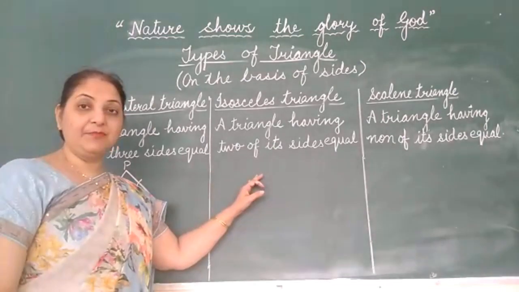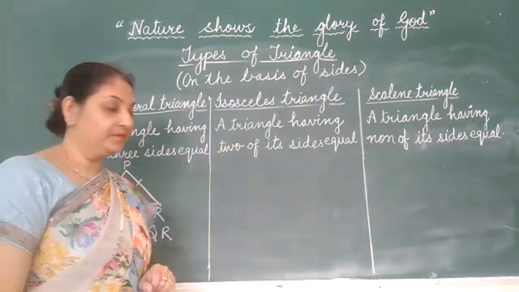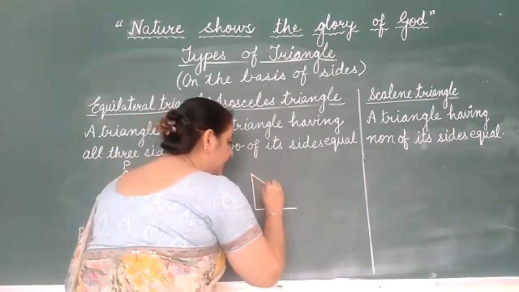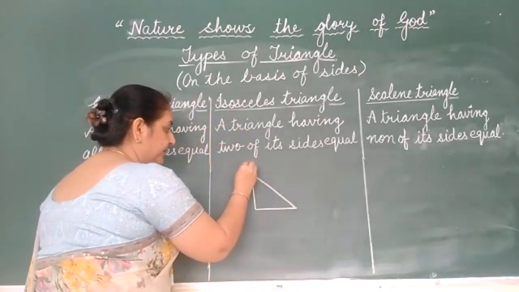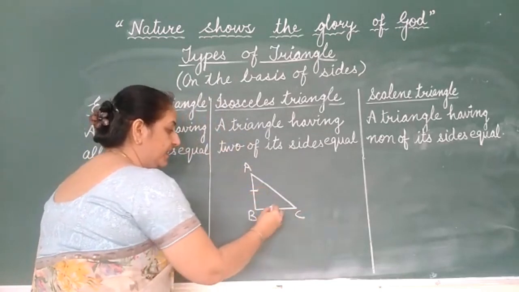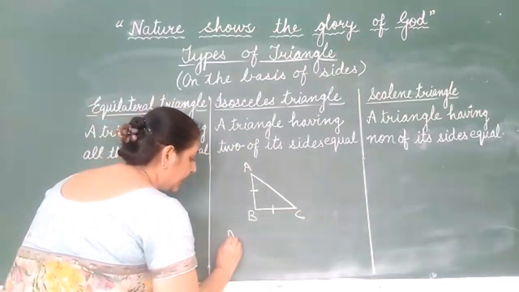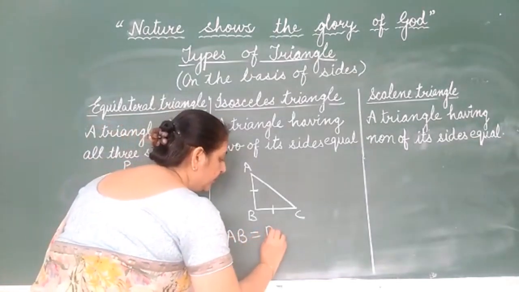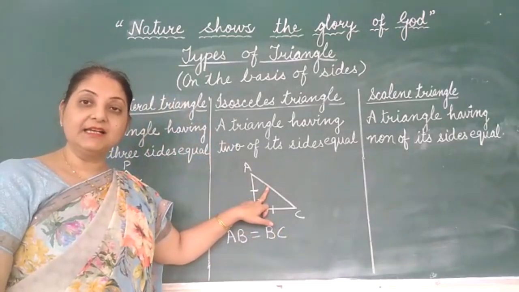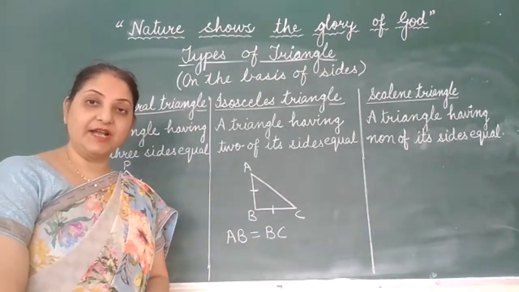The second type of triangle on the basis of sides is the isosceles triangle. When 2 of the sides of a triangle are of equal length, suppose in triangle ABC, AB and BC are of equal length. We can say AB is equal to BC. And the third side has a different length, then the triangle is known as an isosceles triangle.